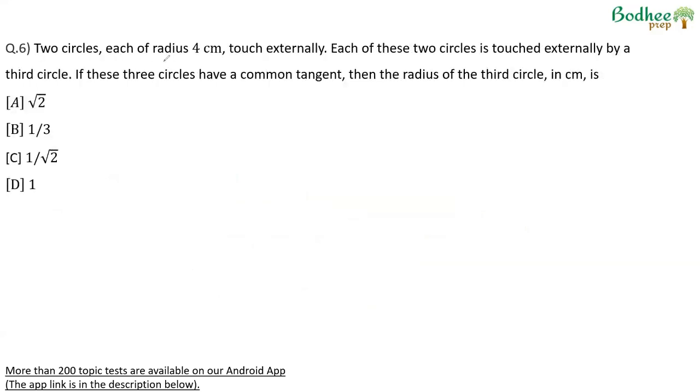Two circles of radius 4 touch externally. Each of these two circles is touched externally by a third circle. If these three circles have a common tangent, then find the radius of the third circle.